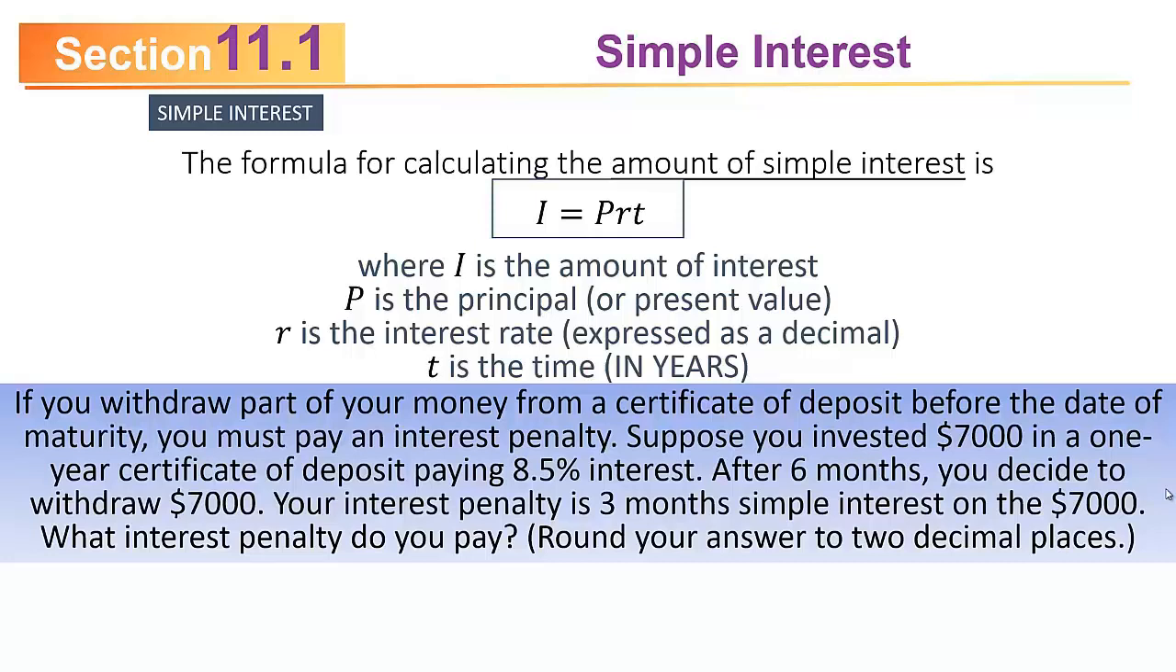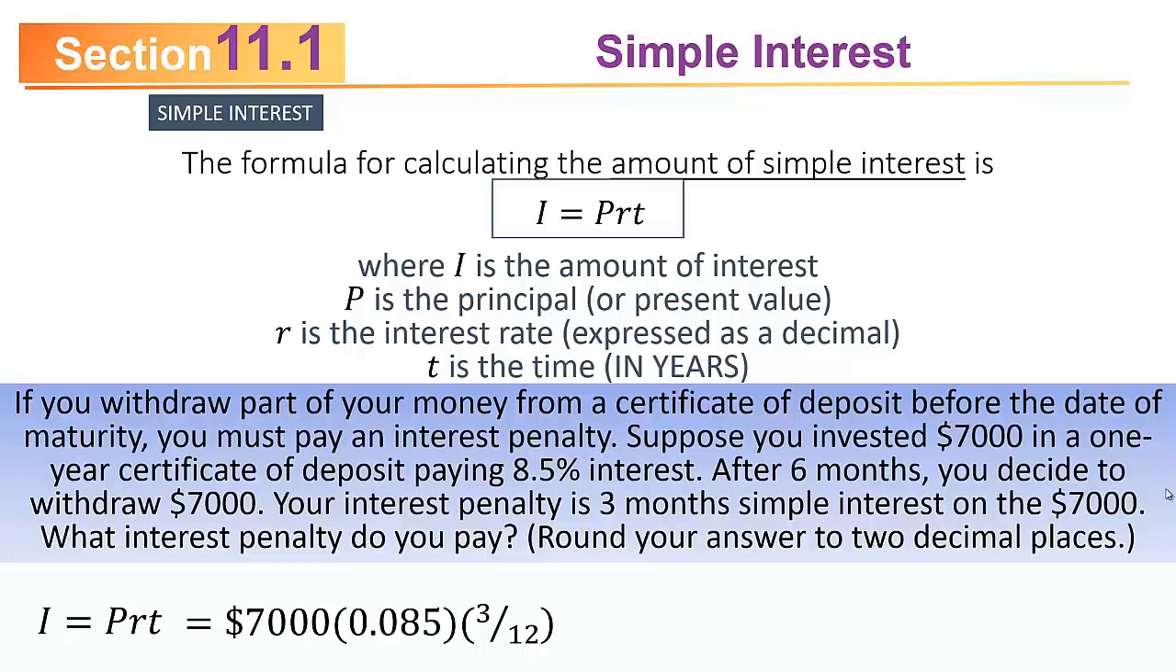Now that problem is very wordy, but if you just read one of those very last sentences, that's really all you need to know to do the calculation. It says your interest penalty is 3 months simple interest on the $7,000. So all you need to do is take your interest formula, capital I is equal to capital P R T, and figure out what the amount of interest would be on that.